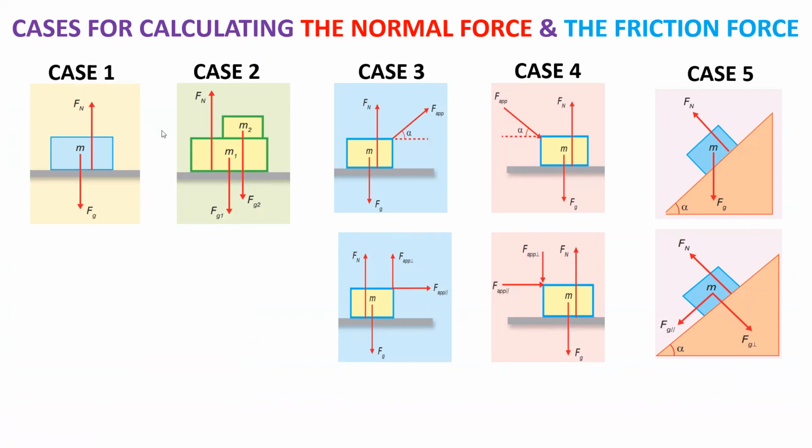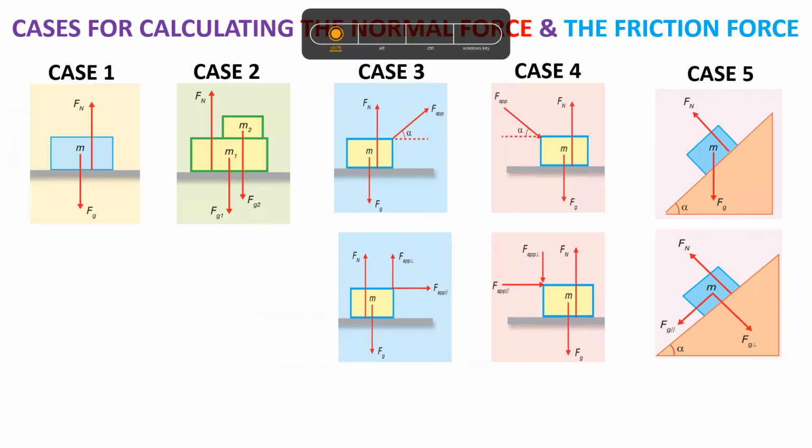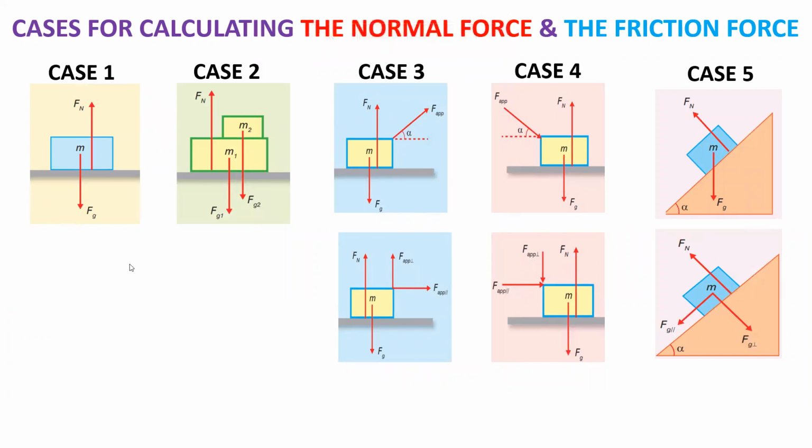How are we going to calculate normal force? First of all, let's remember how we calculate normal force. And by using normal force, we can calculate friction force if you have friction. If you don't have friction, you don't need to calculate it, of course. So let's continue. First case, you have only one object, and then how can we calculate our normal force?